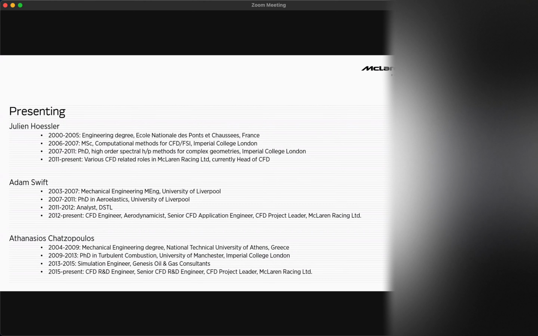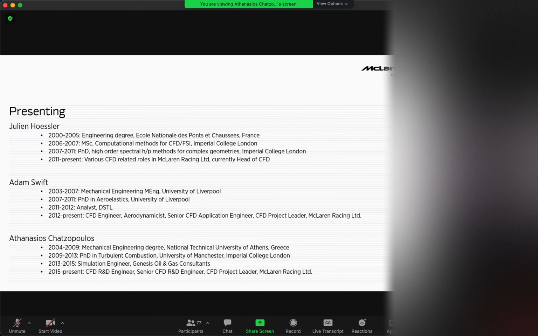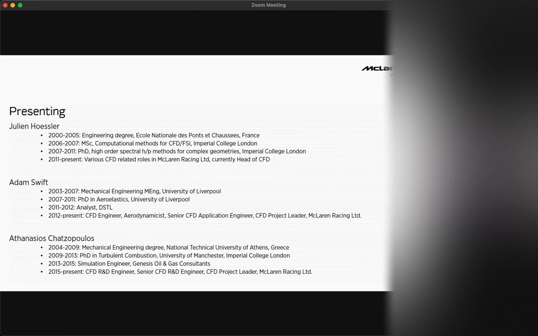I've been in McLaren for about 10 years now in different roles, all CFD related, and did a PhD before that in numerical methods. We also have Adam Swift, who's currently project leader for the CFD group, and as well worked for the STL and did a PhD in aerodynamics before. And we have Athanasios, who's the CFD project leader as well for McLaren Racing, and did some consulting missions before joining McLaren, and as well did a PhD in numerical methods at Imperial.